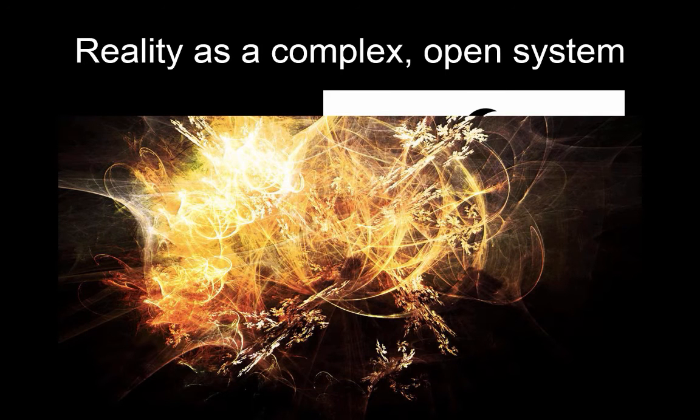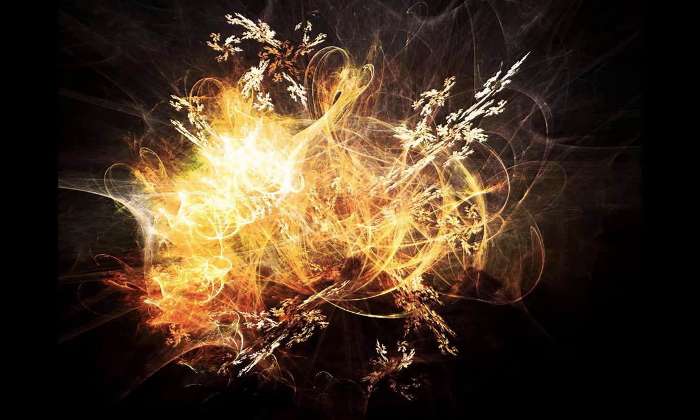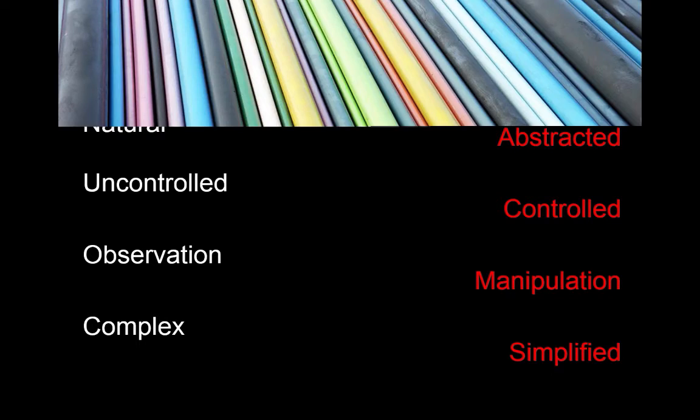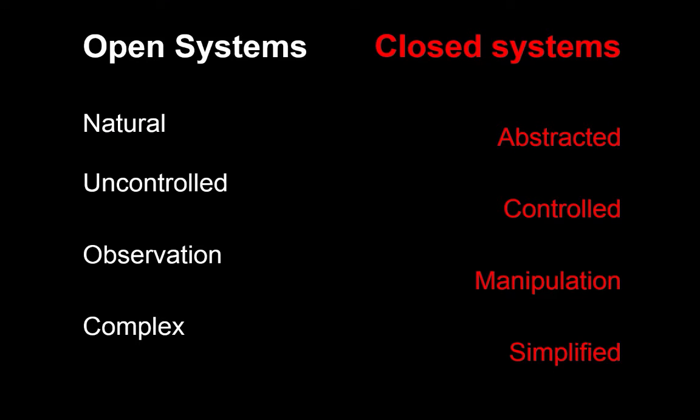Key tenet five, in this approach, reality is seen to be a complex, open system. There's a lot going on there. Things are not chaotic, but nor are they uniformly patterned either. Rather, reality is somewhere in the middle between chaos and uniformity. And reality is not a closed system that's abstracted and controllable or can be manipulated or simplified. Rather, reality is full of open systems that are uncontrollable and natural and highly, highly complex. And some of the problems in our research, as realist evaluation would indicate, come when we think closed systems are the same as open systems, where we think you can take research in closed systems and readily apply it into open systems.